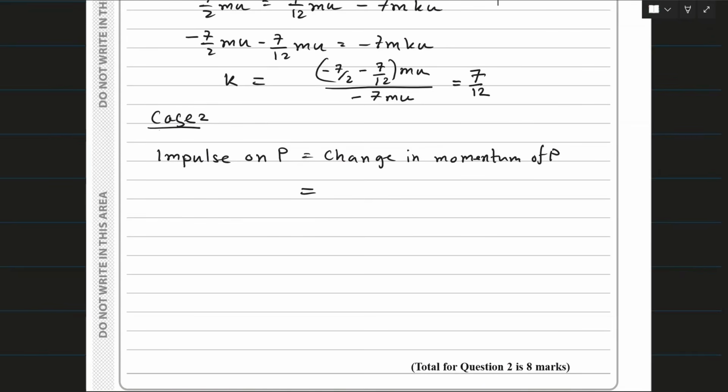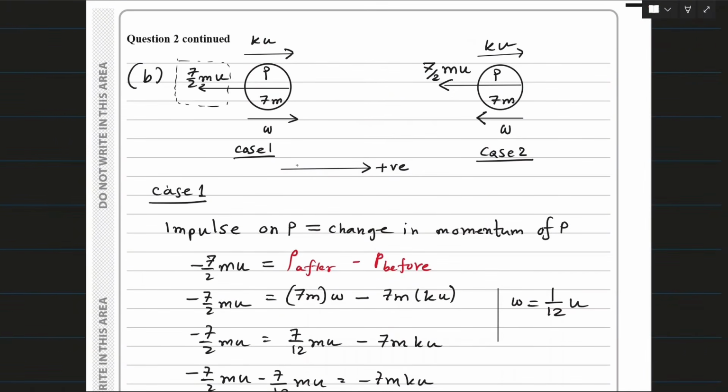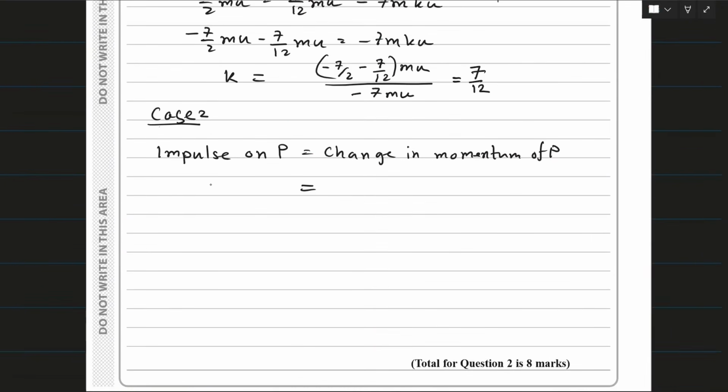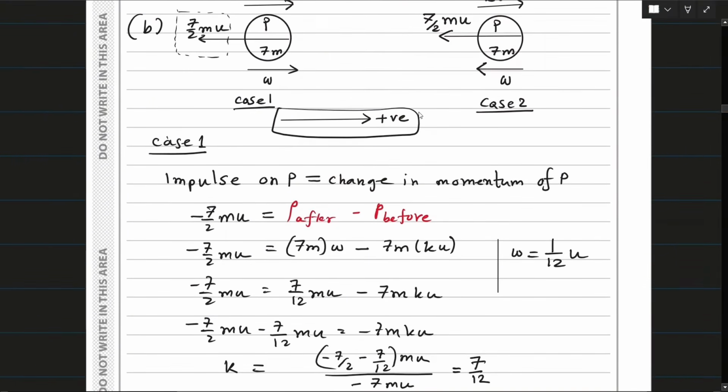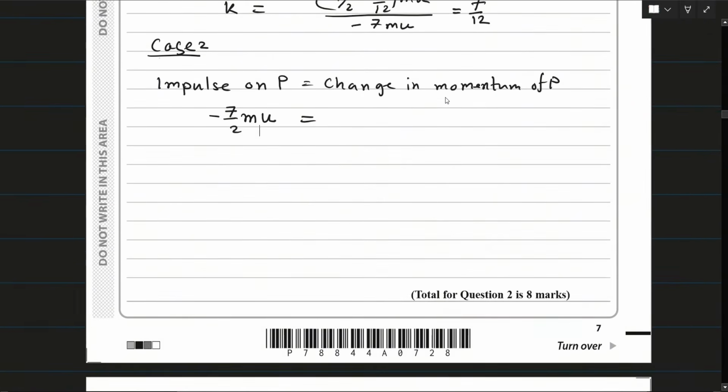So again, we know that the impulse is minus 7 mu. Again, we see that we have considered this direction as the positive direction, so we will consider 7 mu as negative. The reason we are considering the impulse negative is because the impulse is in the opposite direction of our assumed positive direction. We have assumed the forward direction as positive, so the impulse will be considered negative because it acts in the opposite direction. For the change in momentum, we are going to subtract momentum before from momentum after.